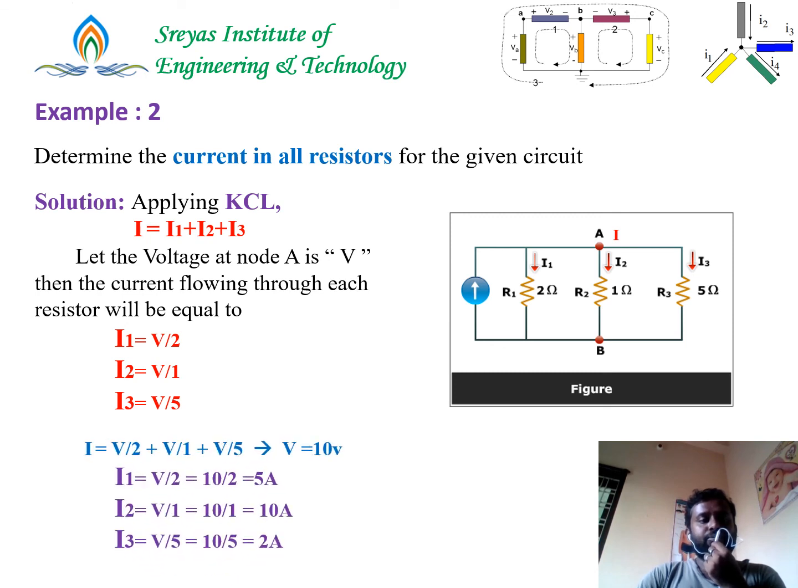Now I is equal to V by 2 plus V by 1 plus V by 5. That is, V is equal to 10 volts. Now I1 is equal to 10 by 2, 5 amperes, I2 is equal to 10 by 1, 10 amperes, and I3 is equal to 10 by 5, 2 amperes. What is the total current? 5 plus 10 plus 2.